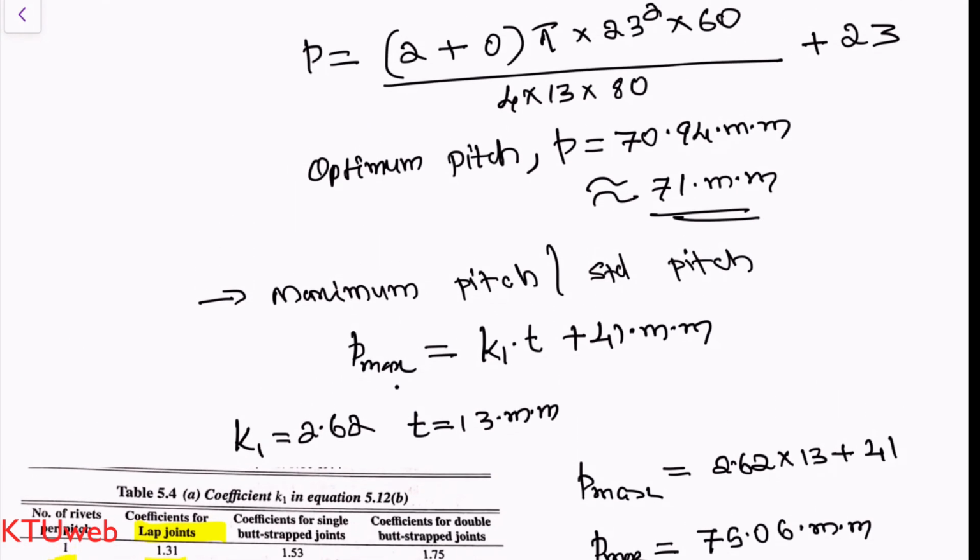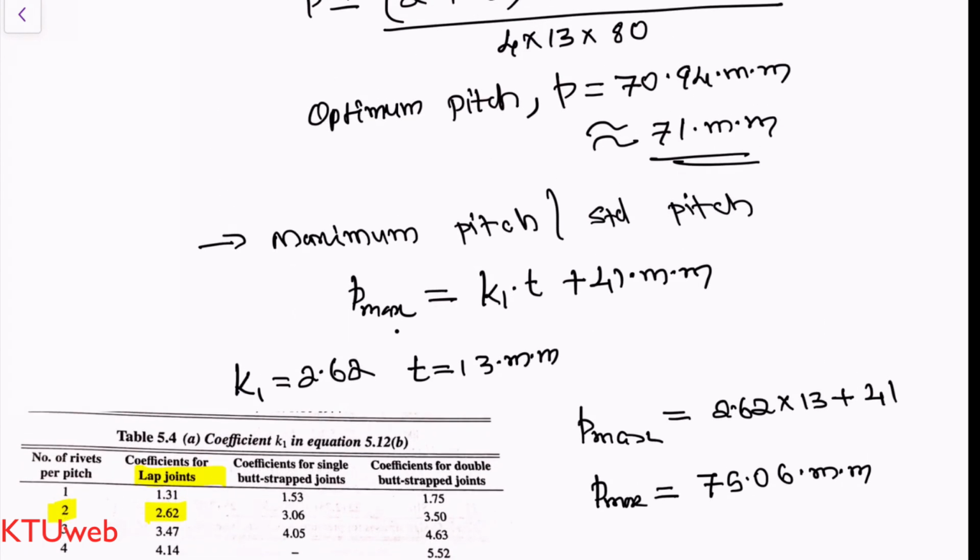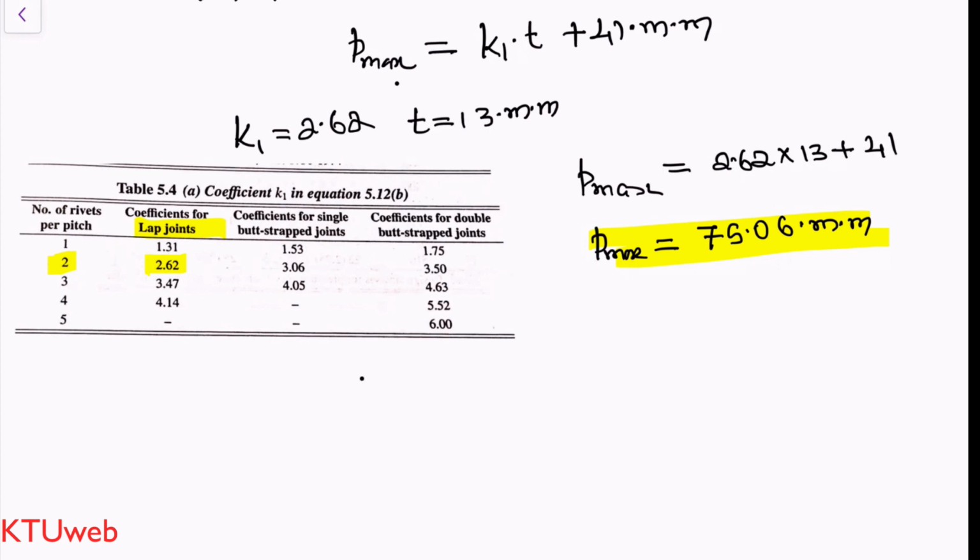So you have to compare the optimum pitch with the maximum pitch. We have the optimum pitch as 70.94. We round it as 71 mm, and the maximum value of pitch as 75. That means you could have a pitch of up to 75 mm as per the standard, and as per your requirement you are only getting 71 mm. That means you can go for that value and your design is safe and conforms with the standard. This is the method of checking the rivet.